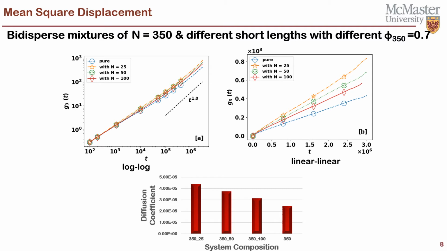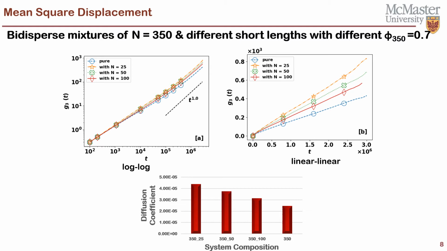Here we compare the dynamics of the longest chain, n equals 350, as a minority when mixed with different shorter chains as a solvent. That is, the shorter chains are in the majority. The graph on the left shows the log-log plot, and we also plot the same figure on a linear axis for emphasis. Here we observe that the shorter the chains, the higher the displacement for the longer chains. The yellow line represents the mixture with 25, the blue line is 50, and the red line is 100. We observe that the displacement is higher the shorter the added chain length.